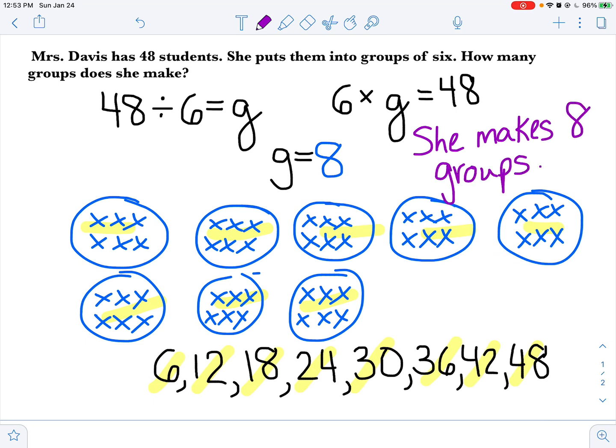You do not need to write both problems. You can just choose one, but I do want you to try using that letter this time. See if you can use a variable. Make sure you're thinking about whether the problem you're solving is multiplication or division. Good luck.